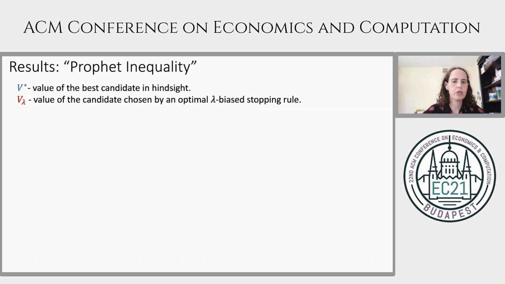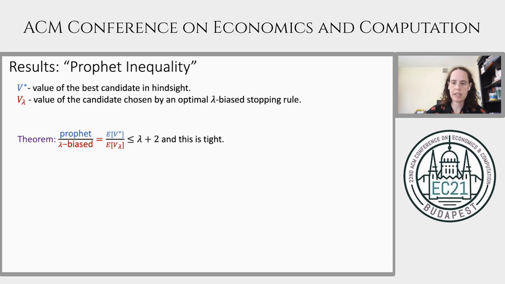Throughout the rest of this talk, we are going to denote by V star the value of the best candidate in hindsight, and V lambda, a random variable, equals the value of the candidate chosen by an optimal lambda biased stopping rule. Recall that this lambda biased optimal stopping rule is the one aiming to maximize the agent's expected utility. What we show is that the ratio between the expected value of the prophet and the expected value of the lambda biased agent is bounded by lambda plus 2, and this is tight.